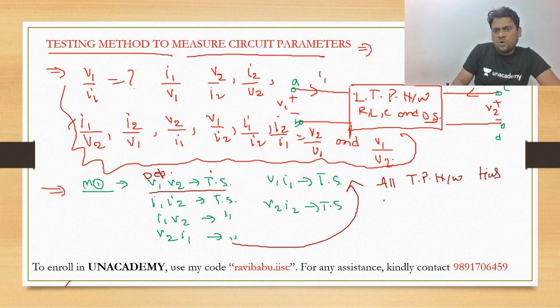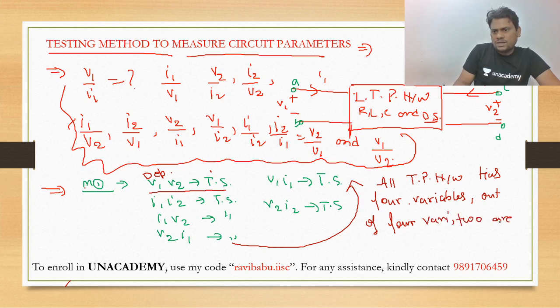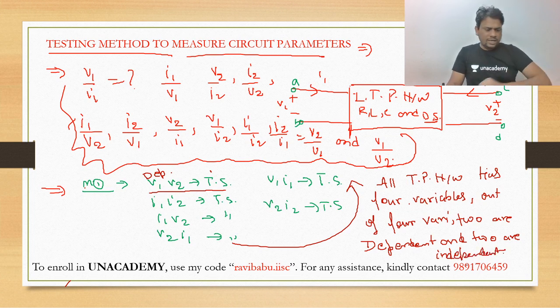So every two-port network has four variables, out of which two are dependent and two are independent. Is it clear? Okay dear.